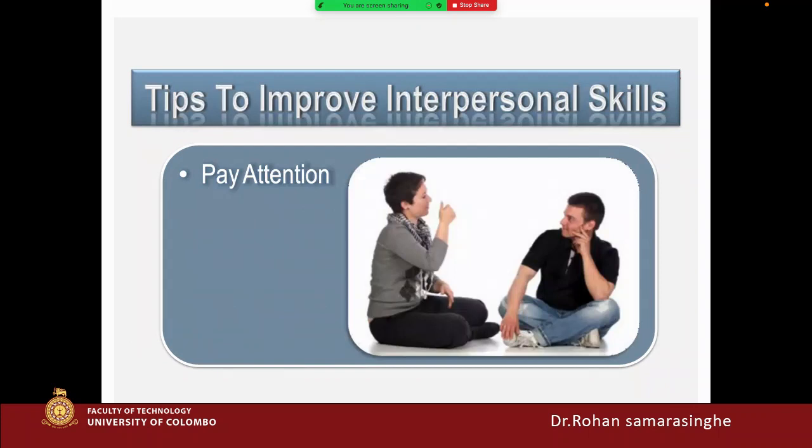Tips to improve your interpersonal skills: pay attention. The important thing is to pay attention. If you are an entrepreneur and you have a set of workers, you have to pay attention to what the workers are saying. Sometimes they give important ideas to develop the product or the service that you are going to develop, and they may have different methods to improve your business. So you have to pay attention.